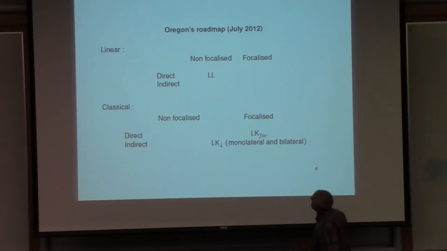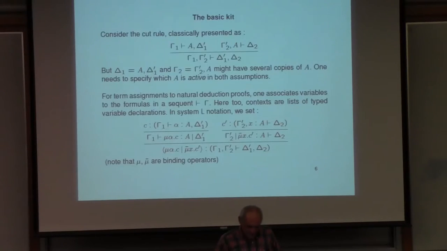Both will be focalized, and for a good reason, because non-focalized classical systems are computationally trivial, in the sense that you cannot endow a system of classical logic with a reasonable operational semantics where you will not identify all proofs unless you do something, and this something is focalization. Okay, so now let's start with lecture zero.